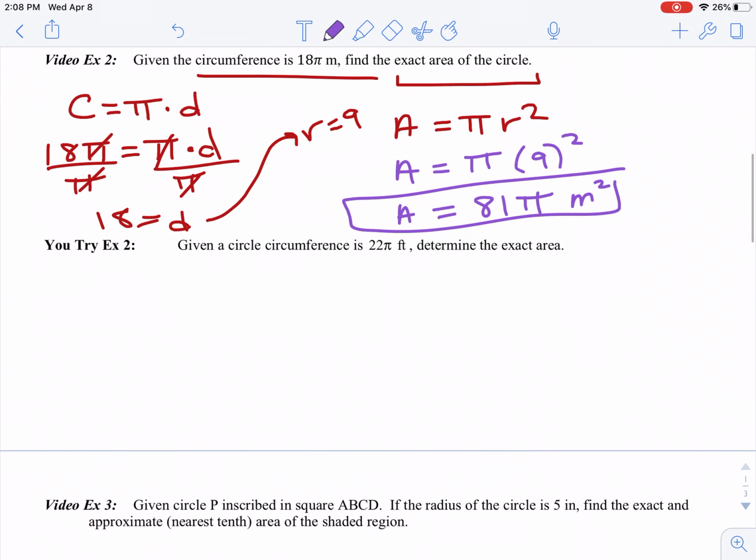Okay, give this one a try. You're given a circle circumference of 22 feet. Find that exact area.